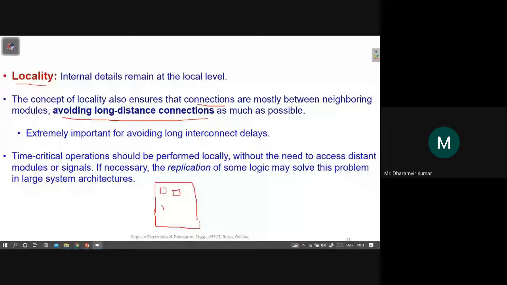Okay, different smaller blocks. Then the output of this would be going to, let's say, the input to this, and the output of this may be going to the input of this, and the output of this may be going to the input of this and this. Okay, like this also.